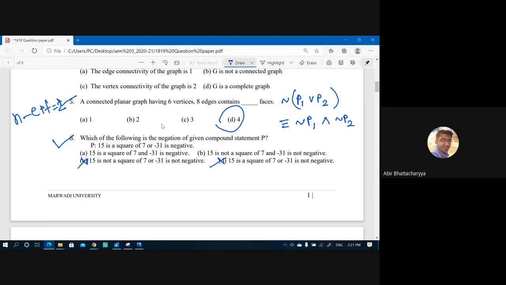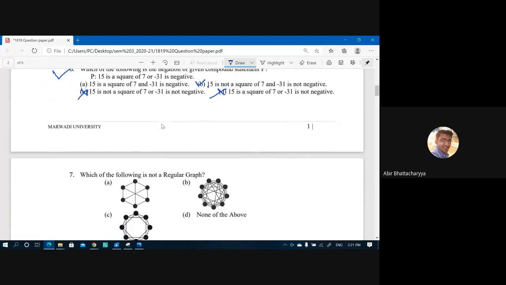So we will go for not P1. Not P1 means 15 is not a square of 7, which is perfect. And negative 31 is not negative. So this is correct. So B is correct here. So option B is correct. Number 6. All right. So those who have put option B, number 6 is correct.